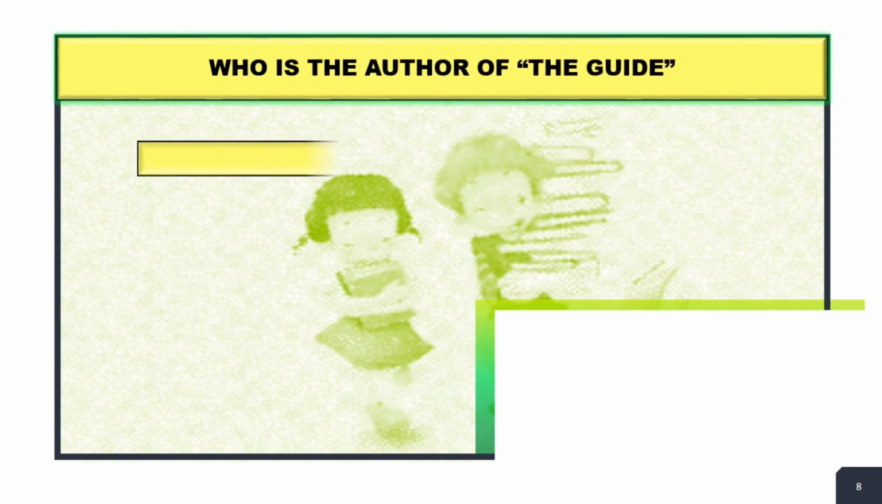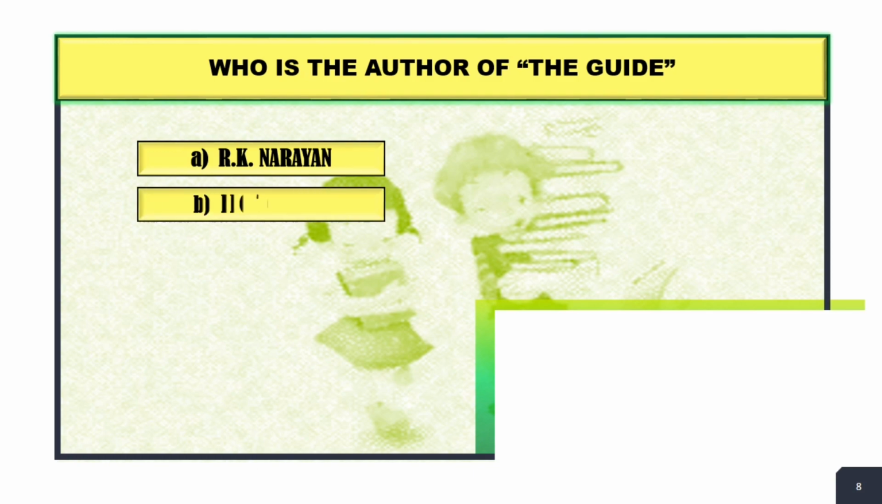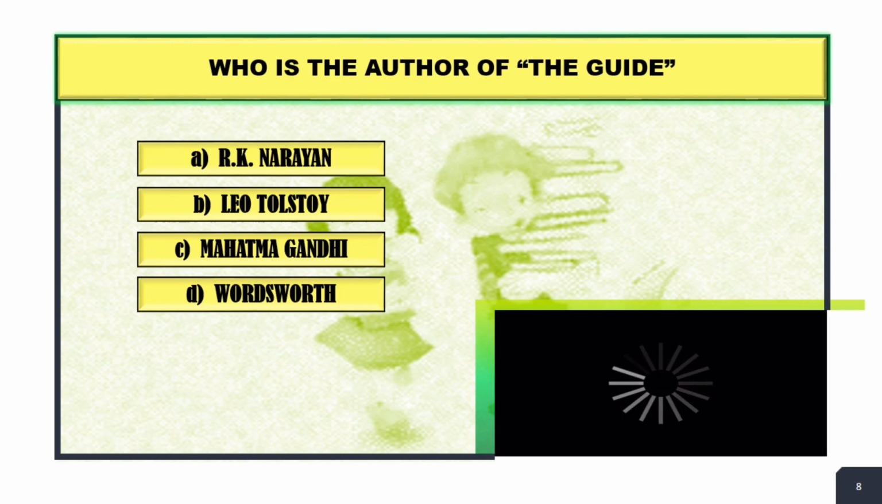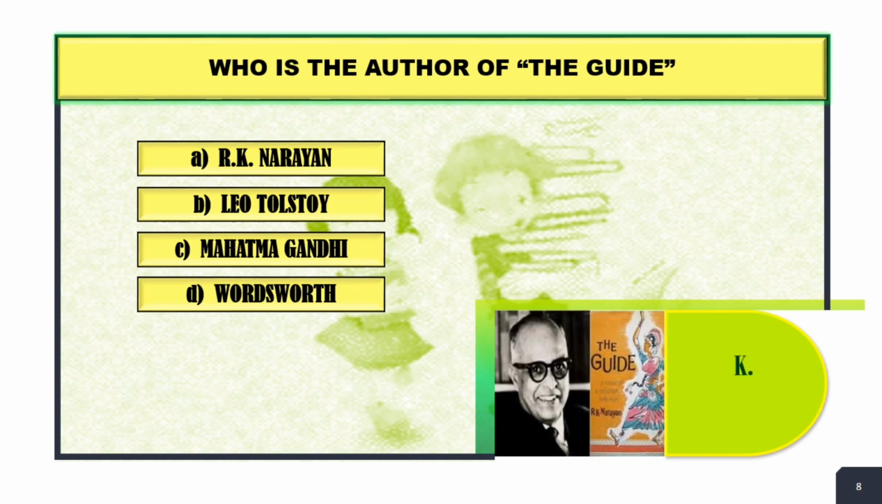Number 8. Who is the author of The Guide? A. R.K. Narayan. B. Leo Tolstoy. C. Mahatma Gandhi. D. Wordsworth. The answer, R.K. Narayan.